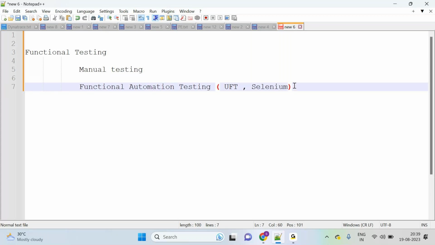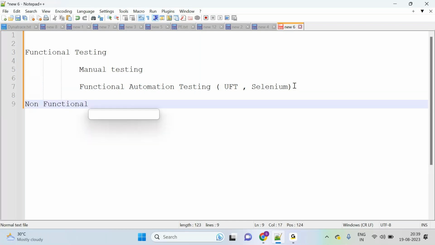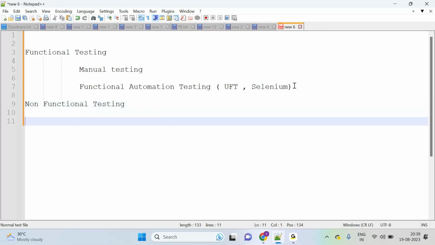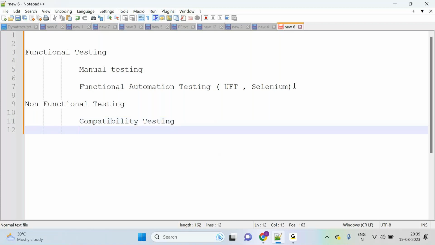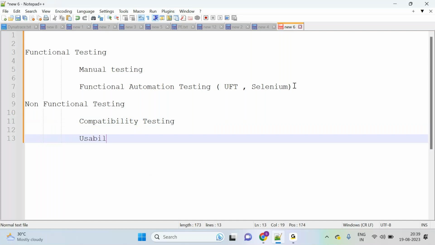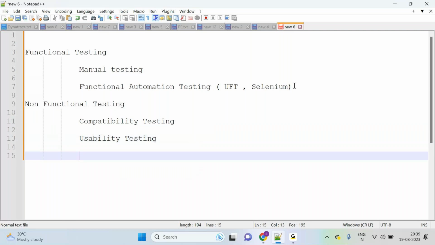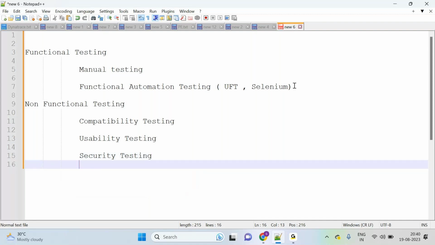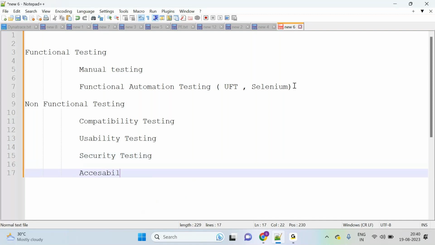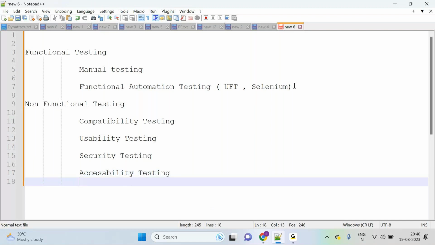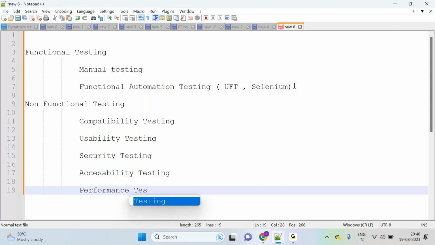Apart from that, non-functional testing, what are all the things people are focusing on? Say, compatibility testing, what are people doing? Usability, what are people doing? Or security testing, what are people doing? Accessibility, what are people doing? Or finally, performance testing, what are people doing?